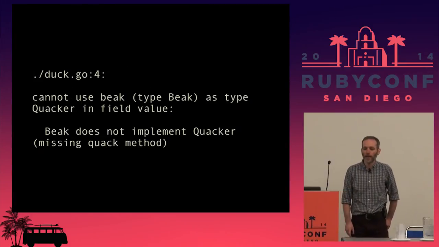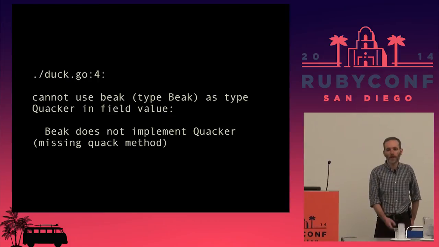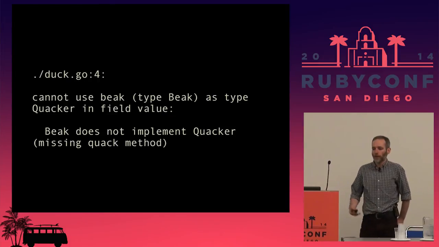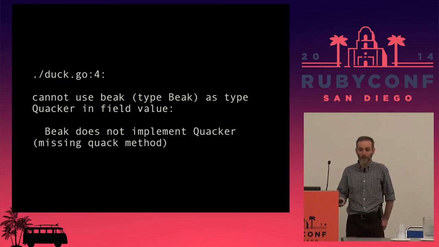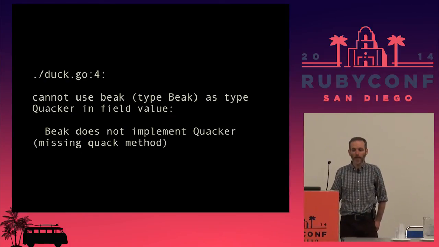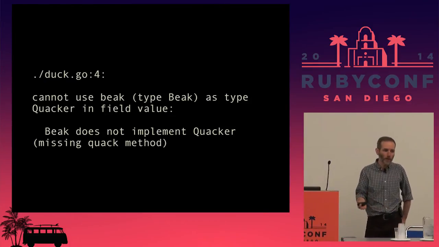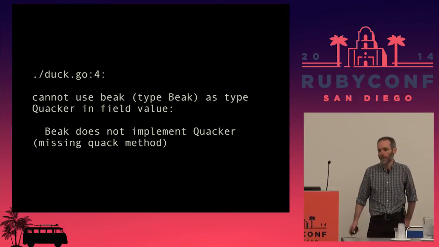And it says something a little bit like this. It's saying you can't make that change. Because we're trying to take beak and pass it into the duckbrain, and duckbrain expects something of type quacker, it'll check beak against the interface quacker, and it's saying we're missing a method. We're missing a method here called quack.